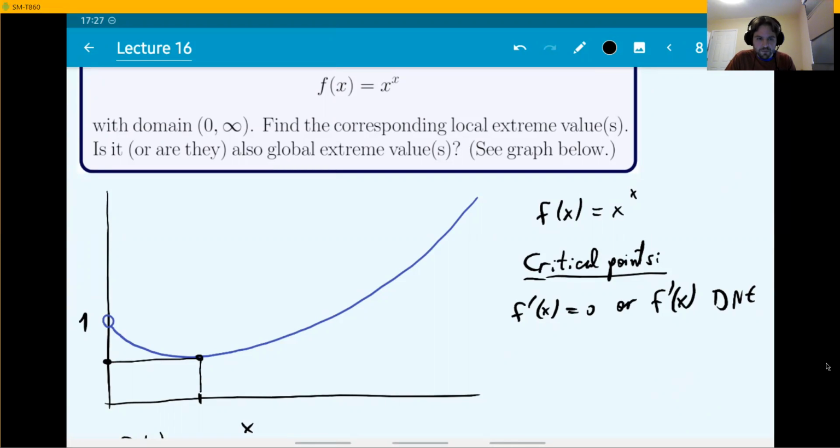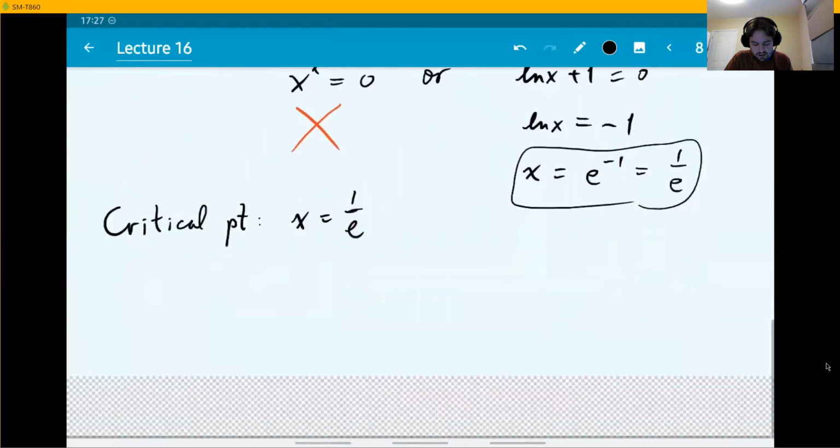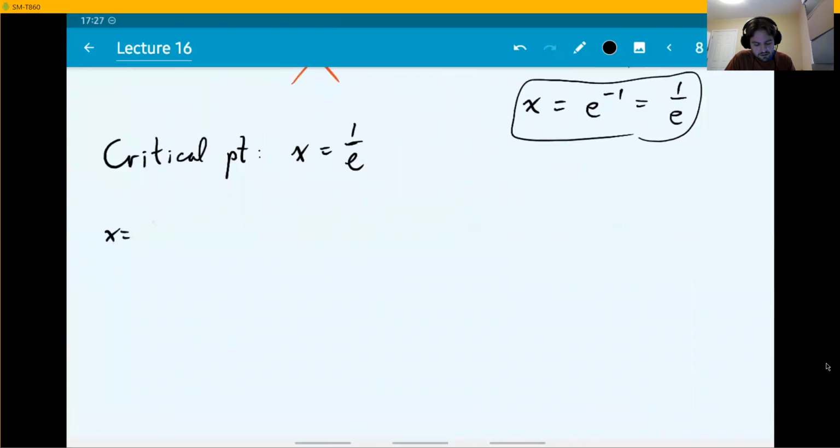Again, this is Fermat's theorem that says if you have a local extreme point, then that must be a critical point. And we just found a critical point, 1 over e. So that must be it. 1 over e is a local extreme point. We even know it's a minimum from the graph.